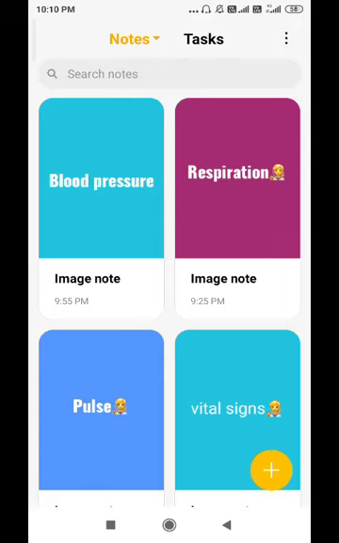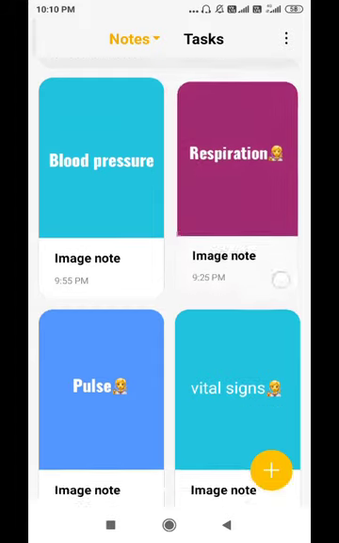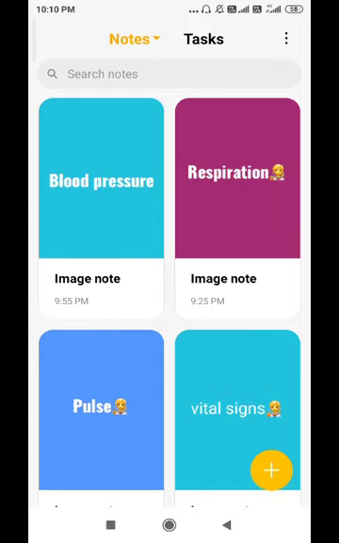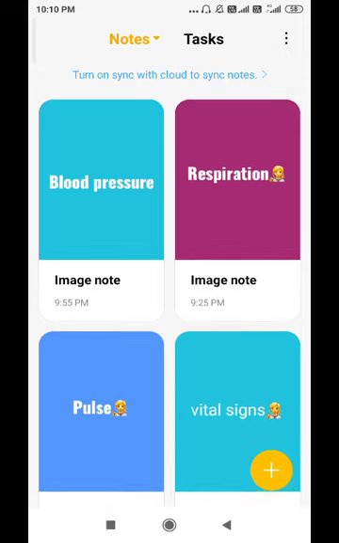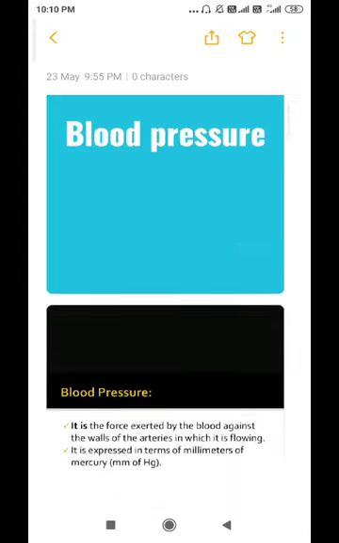Hi friends. I have already posted about these vital signs topics: respiration and pulse. Now this video is on blood pressure. First, see the previous vital signs videos so you understand what is meant by a vital sign. Okay, so let's start the blood pressure video.